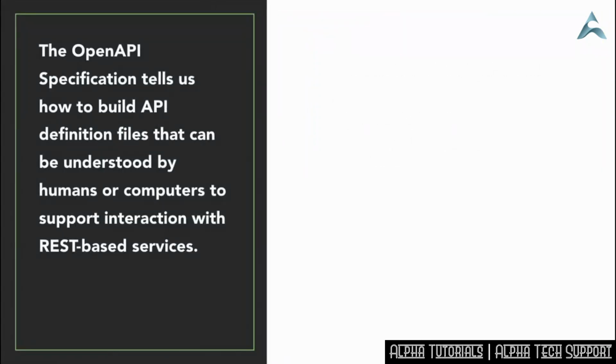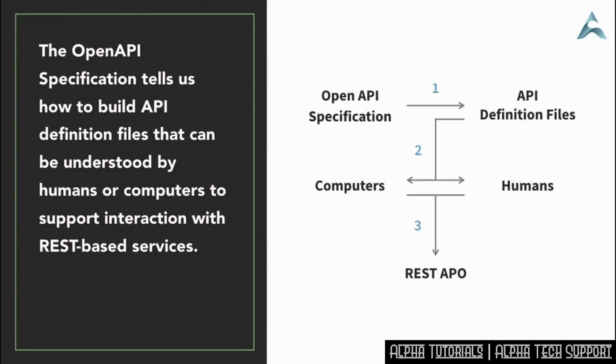This is where the OpenAPI specification comes into play. It provides us with a standard or rules that can be used to build definition files for an API so that both humans and computers can discover and understand the capabilities of a service. The API definition files conform to a standard, so no matter what our API looks like, it can be understood programmatically, allowing tools to help both humans and computers understand the API.